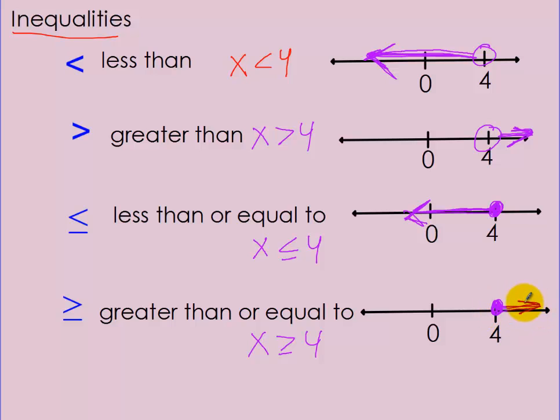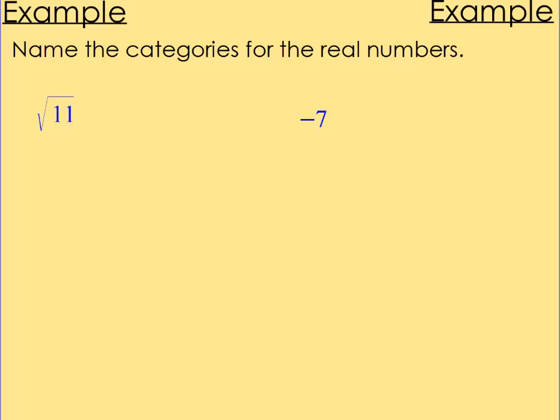The reason we do the closed circles is because we have to count the 4. So in these two cases, the bottom two, the 4 counts because of the or equal to part. Now in the other cases, there's no or equal to, so the 4 does not count. We just want stuff under 4. We can't include 4 because 4 is not less than 4. It equals 4. Right, try this example.